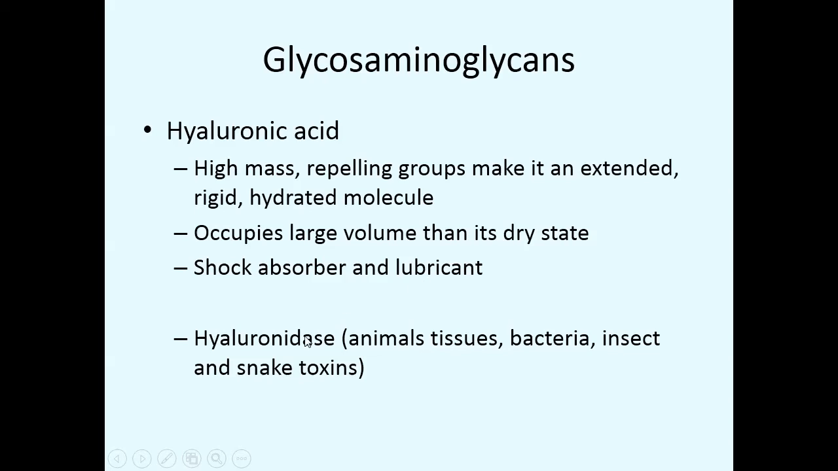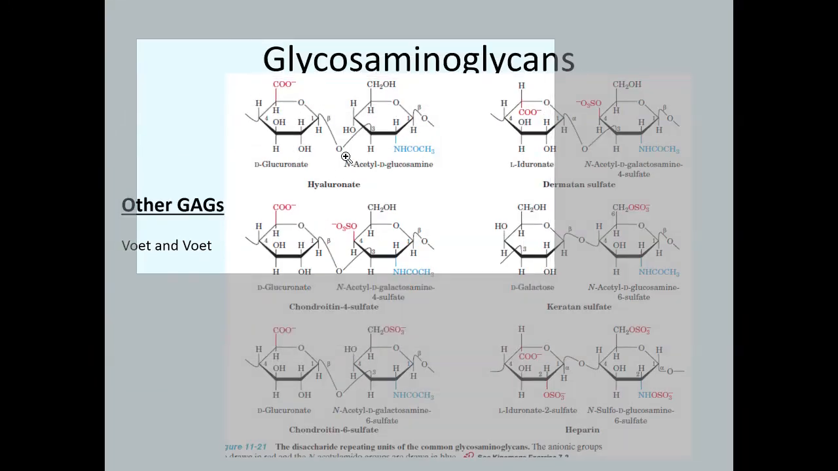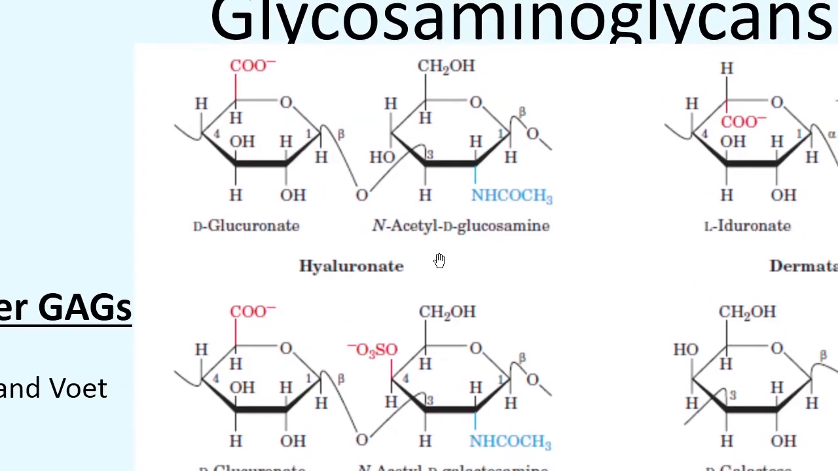An enzyme called hyaluronidase is needed for the breakdown of hyaluronic acid. This enzyme is also present in snake venom and certain pathogenic bacteria which utilize it for disintegrating hyaluronic acid. This next slide shows the structure of several important types of glycosaminoglycans. You are required to remember the structure of only hyaluronic acid and heparin.